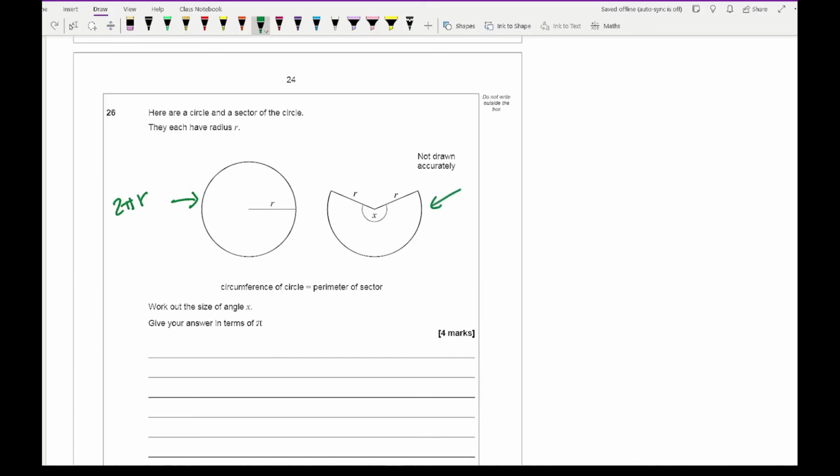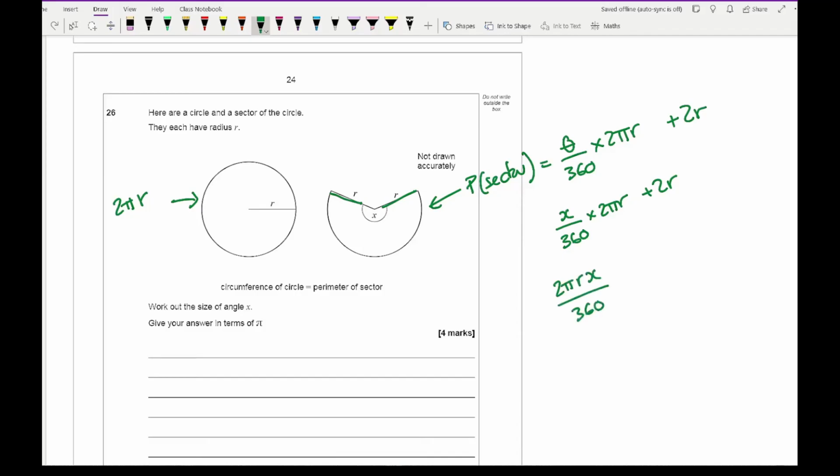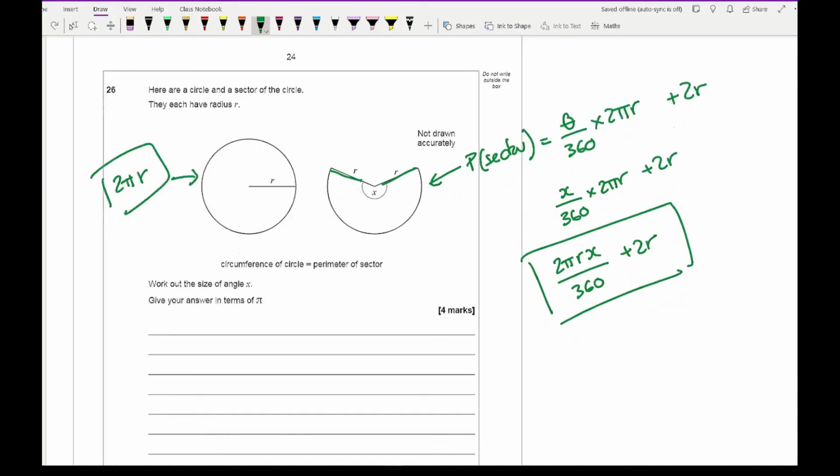Now for the perimeter of the sector, well, that's going to be equal to theta over 360 times 2 pi r, and then I've got to add the two other lengths, which is r and r, and this will give me an answer of x over 360, multiplied by 2 pi r, plus 2r. If I neaten that up, what I'm going to get is 2 pi r x over 360 plus 2r. So this and this are going to be equal to each other. So let's start by actually writing that down.